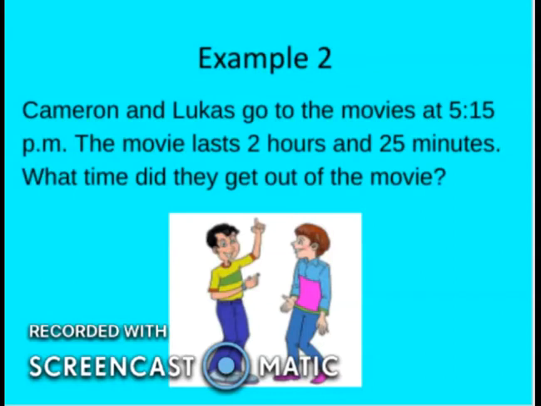Now let's think about what we know. We know that Cameron and Lucas were going to the movies. We know that the movie starts at 5:15 p.m. We also know that the movie lasts 2 hours and 25 minutes. The only thing that we don't know is when the movie ends, or when they're going to get out of the movie. So let's hop over to our number line and let's do this problem the same way that we did problem number 1.